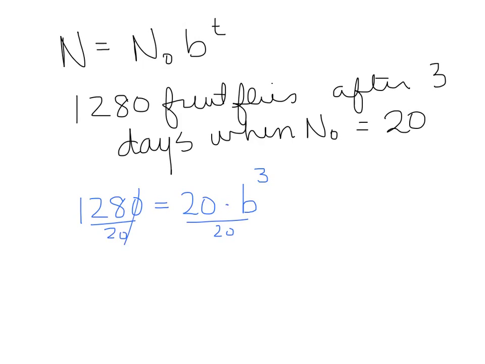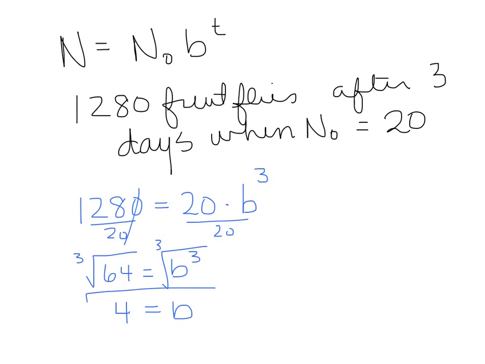Dividing by 20 gives me 64 is equal to B cubed. And how do I undo a cube? I'm going to cube root both sides. So that gives me 4 is equal to B. And I'm done. So that works out for that.